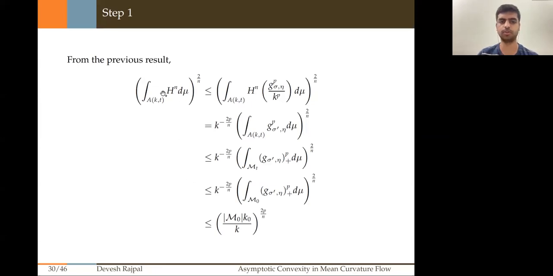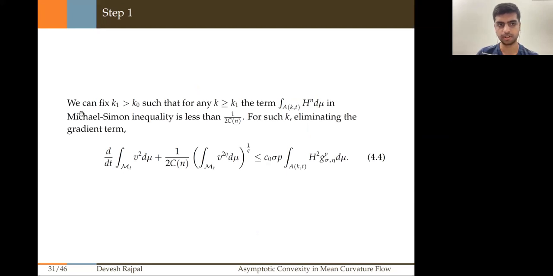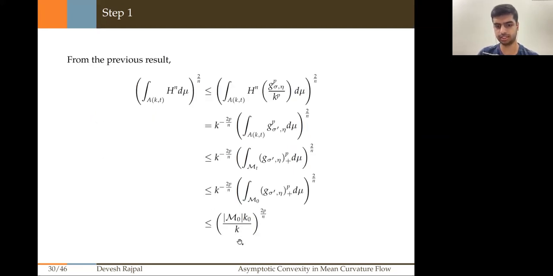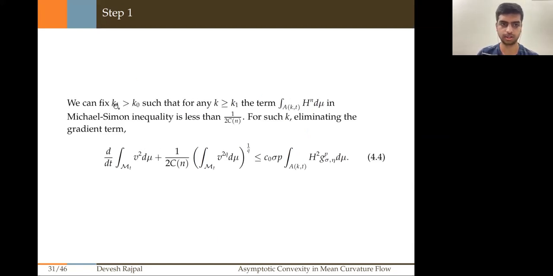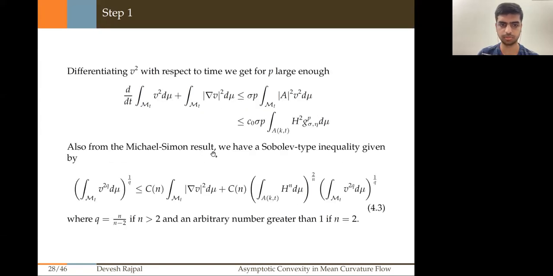So we have got hold of one term in the Michael-Simon-Sobolev type inequality, and we'll use that to our advantage. K is still a variable here, and we can choose that this quantity is small enough. In particular, I'll fix a k1 again greater than k naught, so that this quantity is less than or equal to 1 by 2 C_n. So going back to the Michael-Simon result, I am choosing that this quantity is less than or equal to half this complete quantity. And this can be done provided your p is large enough, sigma small enough.